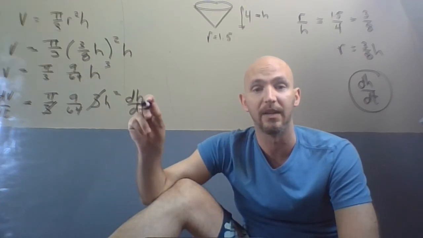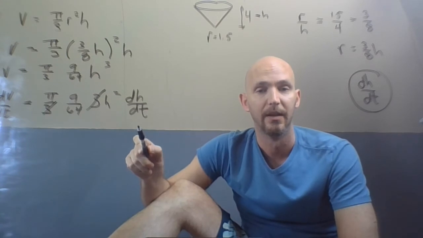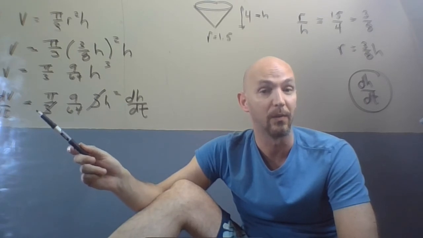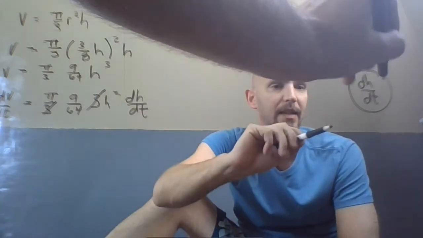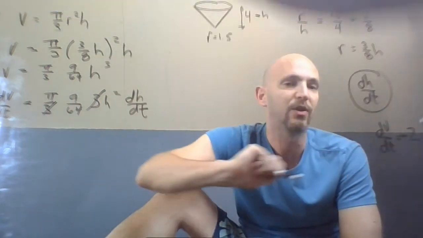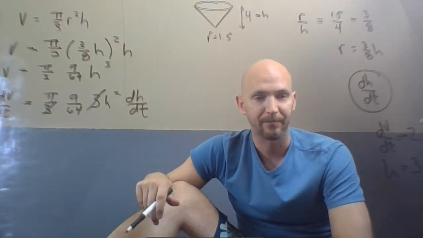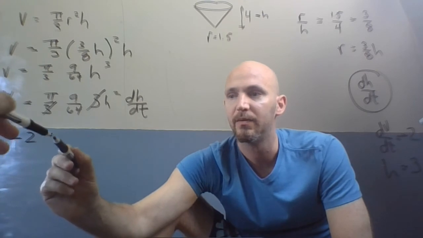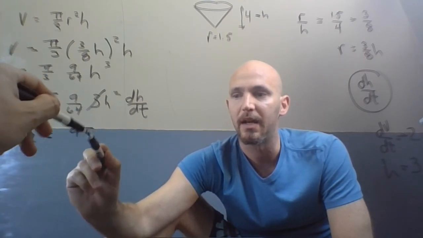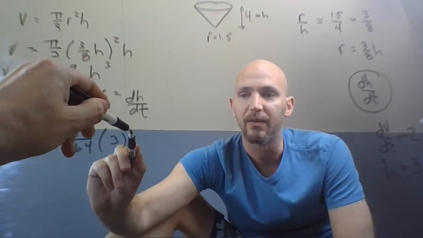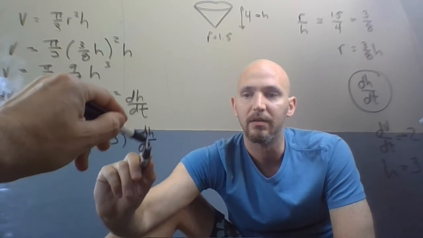So I was asked for dH/dt, which I have an expression for here. I need an H and I need a dV/dt. And if you recall from what we were doing before, in the text it said that dV/dt, it was losing 2 cubic inches per minute, and it wanted to know when the height was 3. So I'm going to put those numbers in here. So dV/dt is minus 2, 9 pi over 64. The height at the given moment is 3, dH/dt.